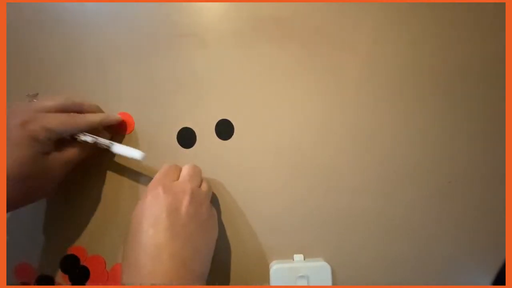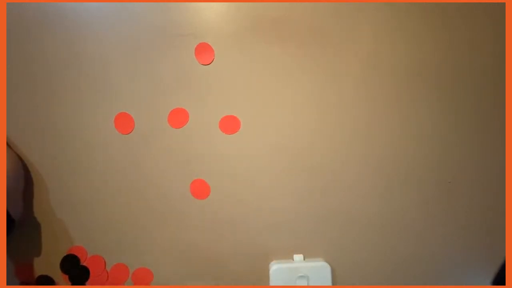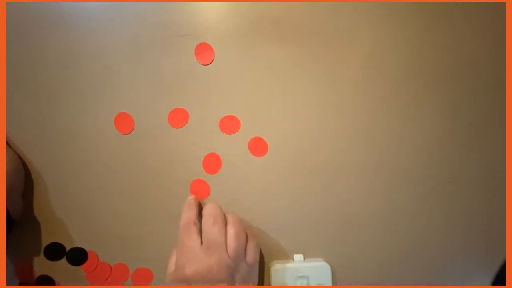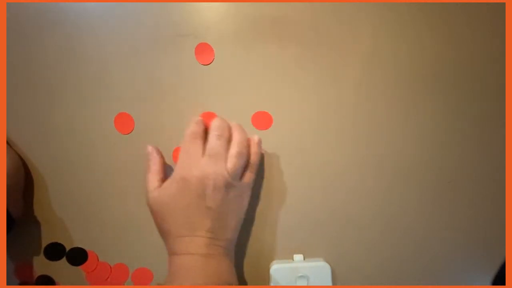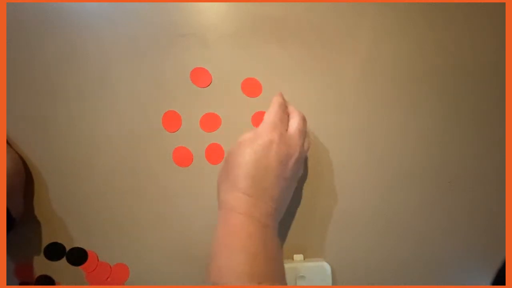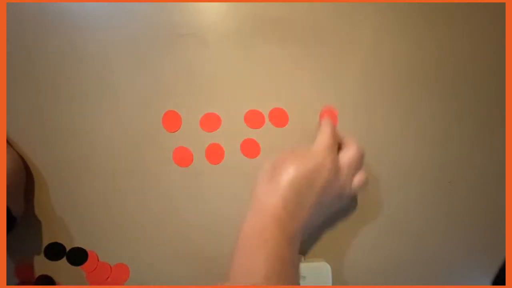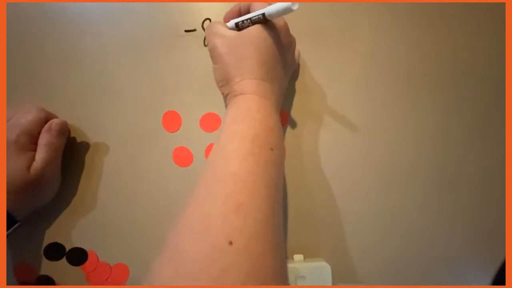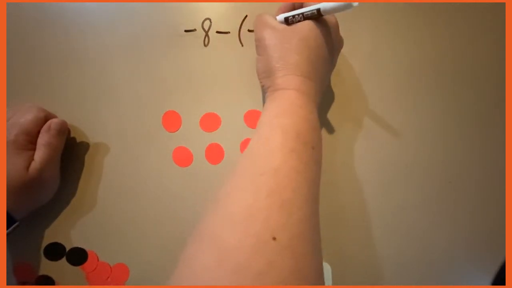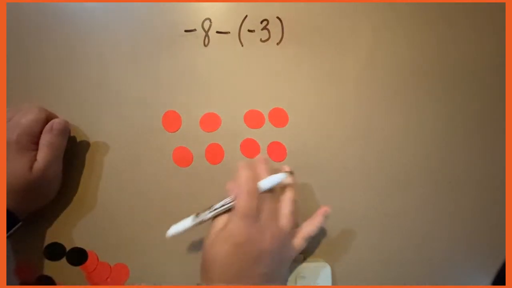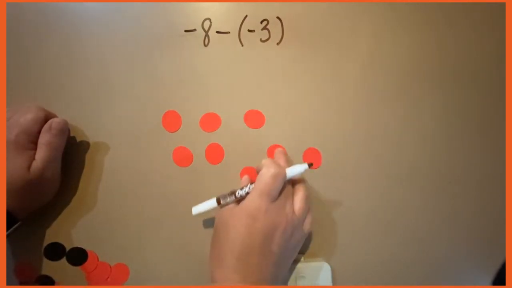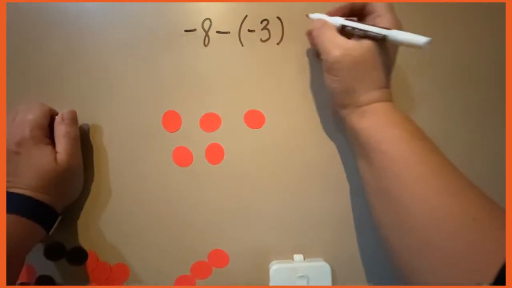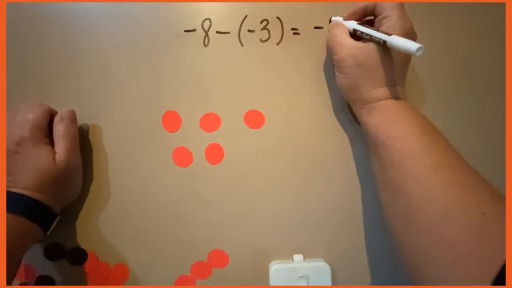Okay. Likewise, if everything is negative, let's see here. 1, 2, 3, 4, 5, 6, 7, we'll do 8. All right. I have negative 8. I want to take away negative 3. So I'm going to take 3 of these away. That's going to leave me with negative 5.